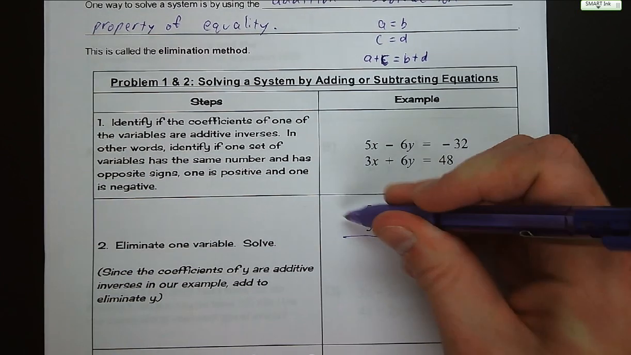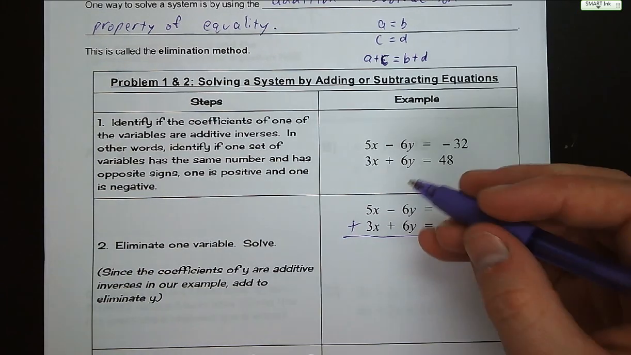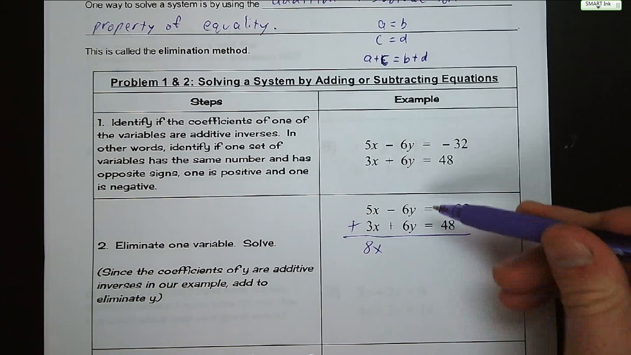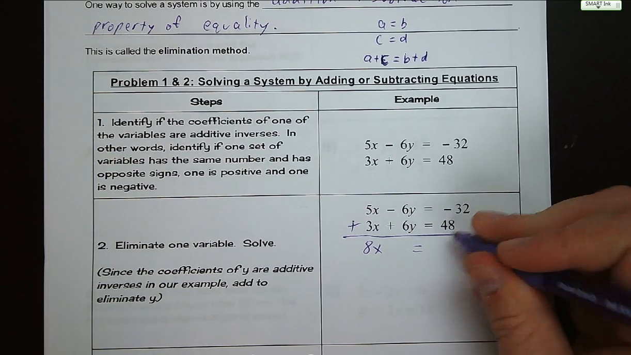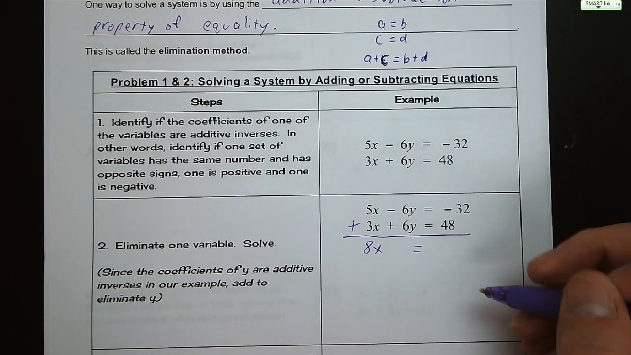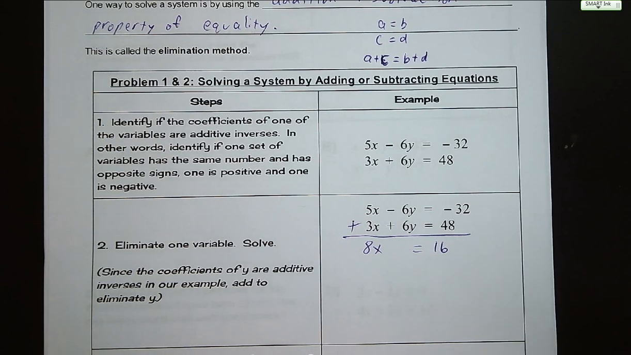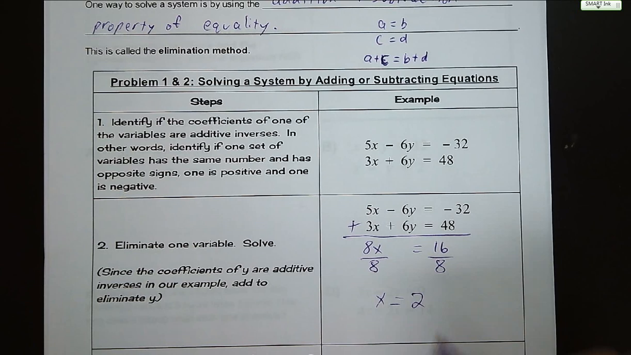We are going to add those two equations together straight vertically. So we're going to use this method when we are in standard form. And we just simply add 5x plus 3x is 8x. -6y plus 6y is 0y, so that cancels out. And now we have -32 plus 48 is 16. Now we're just back to having one variable equations. Divide both sides by 8, and x is equal to 2.